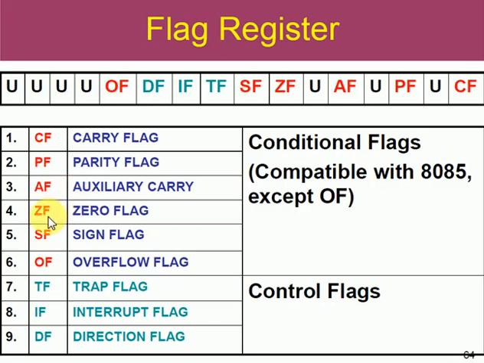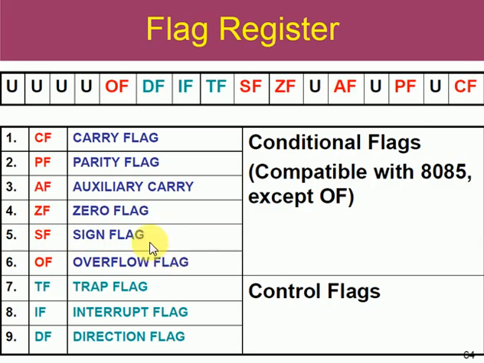And the next one is the zero flag. After calculating an arithmetic or logical operation, if the result is zero, all the values go to 0, the zero flag is set, otherwise reset. Next one is the SF sign flag. After calculating an arithmetic or logical operation, if the result has a sign, that means negative, it is set, otherwise reset.